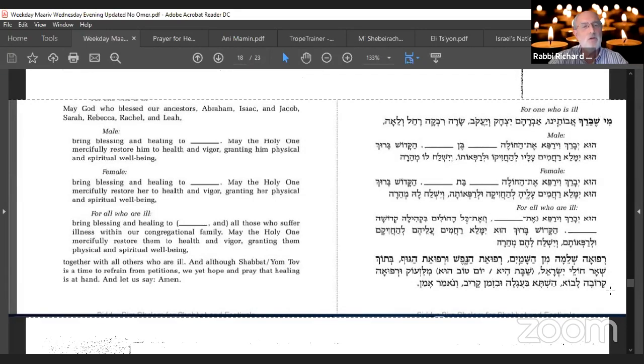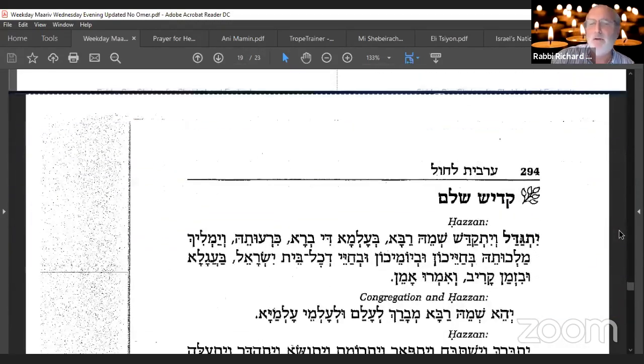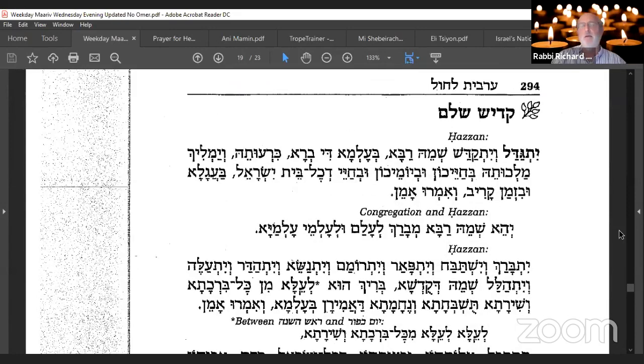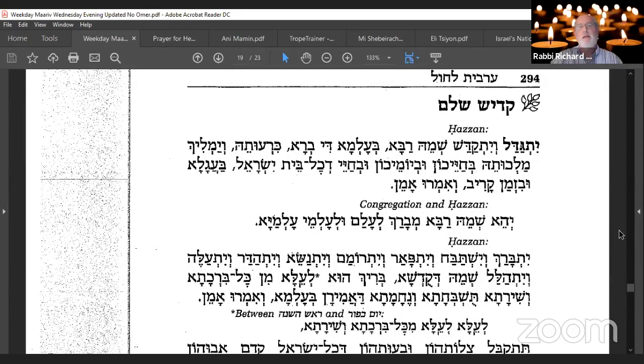May the Holy One mercifully restore them to health and to vigor, granting them physical and spiritual well-being together with all people everywhere who may be ill. And as I said, later on during our service, we will be singing the appropriate song for healing.